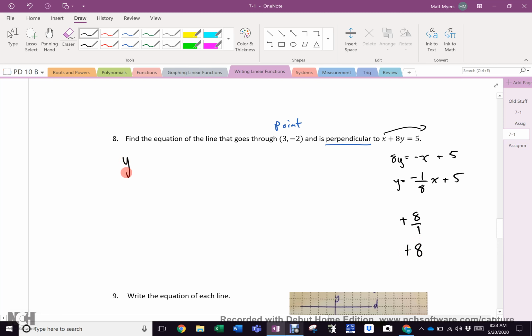So y minus -2, y plus 2, equals -8 x minus 3.